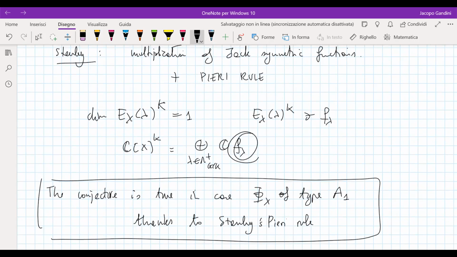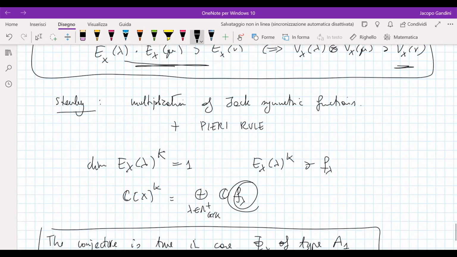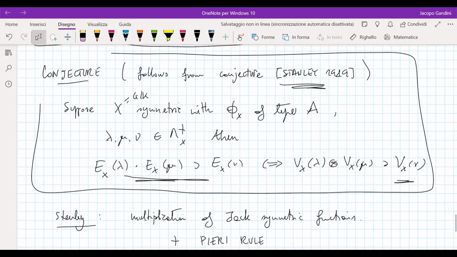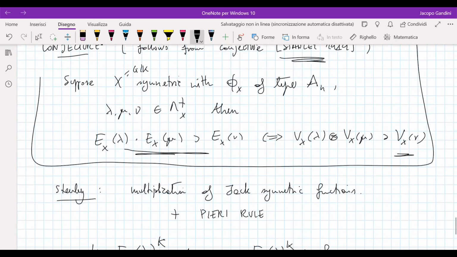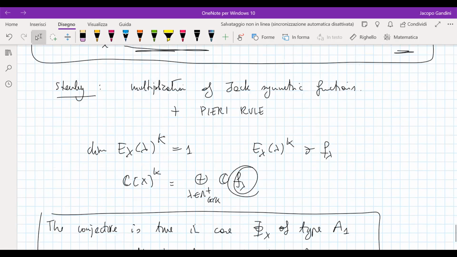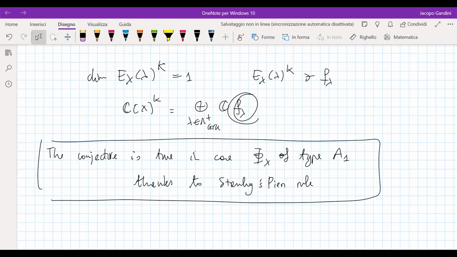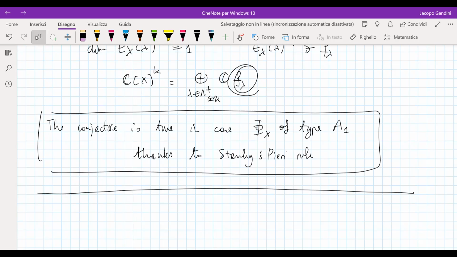So this is fundamental. This conjecture that I stated here is true if phi x has type A1. Okay, so now let's increase the generality. This is essentially what we do, and it is the main point of our paper. Let's consider the non-symmetric case.